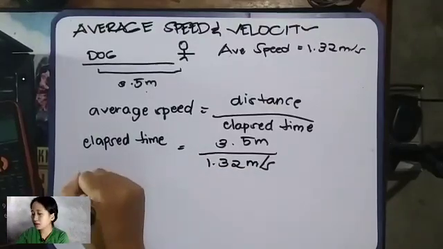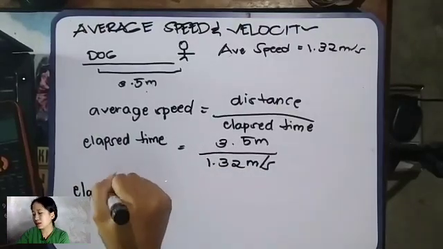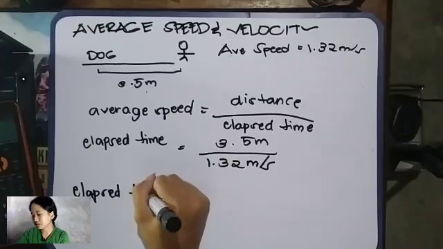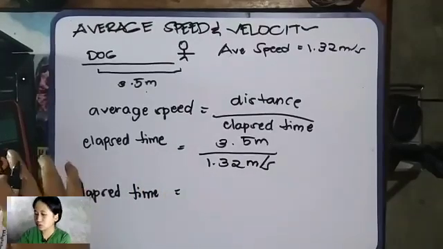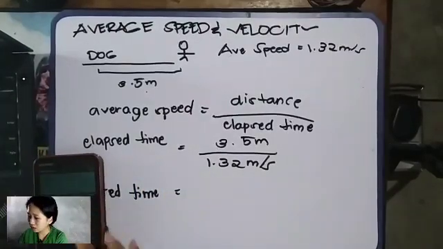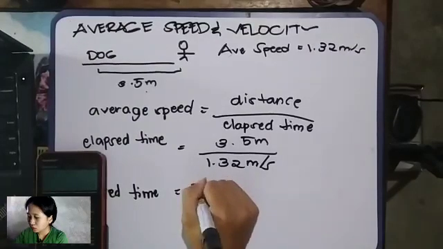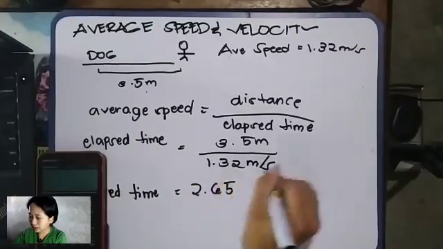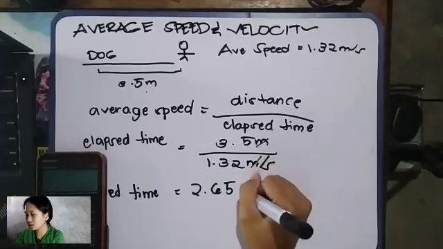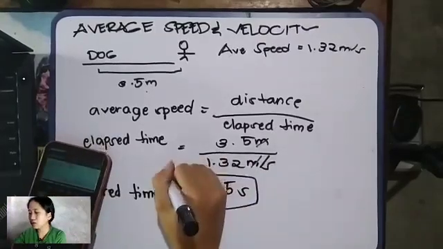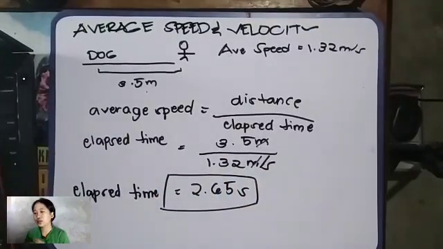Then, para makuha natin yung time, i-compute na lang natin yan. 3.5 divided by 1.32 is equal to 2.65. Cancel to cancel. So, 2.65 seconds yung tinravel ng dog papunta sa babae. So, yun.